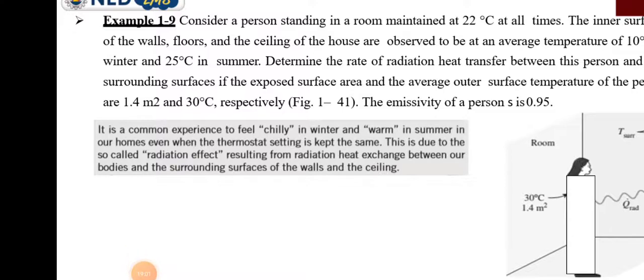So what does it mean? Assume you are in your own room, and you set the temperature of the room to 23 degrees centigrade. For example, in winter, even though you kept the temperature at 23 degrees centigrade, you still feel chilly, because your body is radiating to the walls and the surroundings of the room.